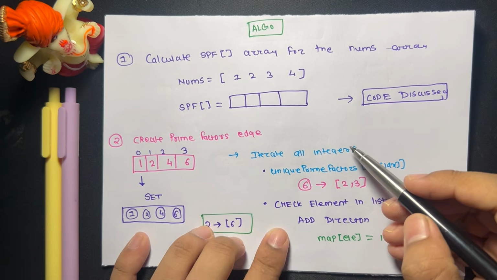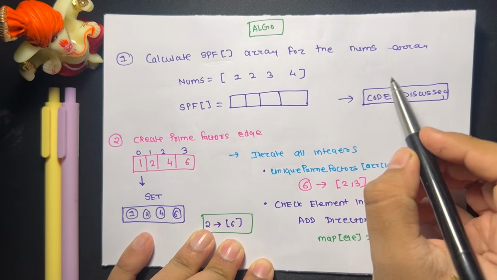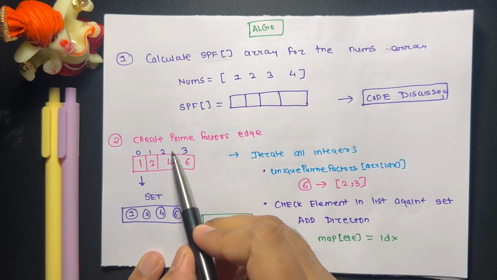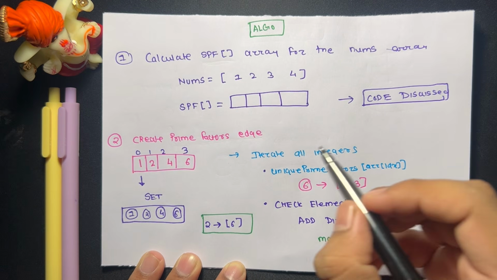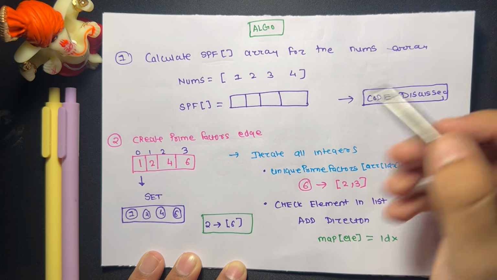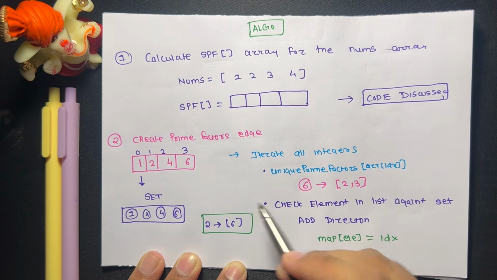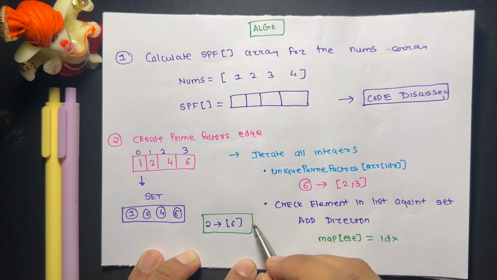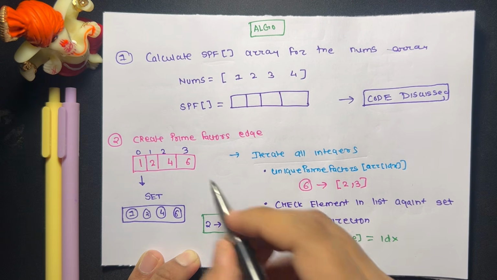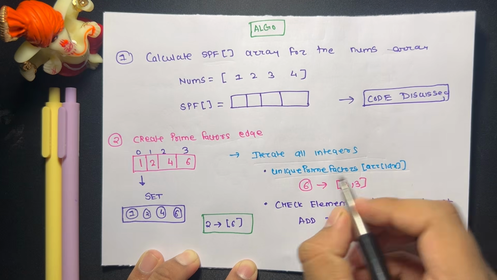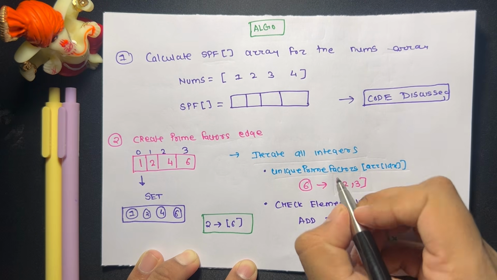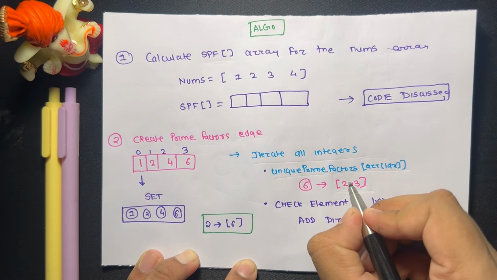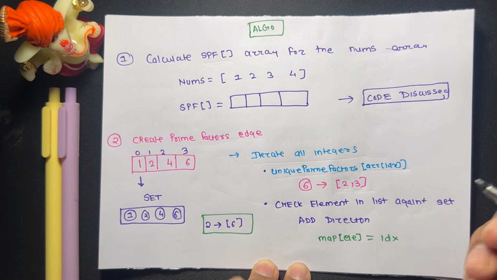In the first step, we calculate the SPF array from the nums array. We have discussed the code for this. In the second step, create the prime factors map. We have discussed I plus 1 as the first direction and I minus 1 as the second direction. This is for the third direction. How to calculate this, we have discussed too. We'll iterate over all the integers and calculate the unique factors for each. For 6 it will be 2 and 3. Then we'll check from these factors what values are in the array, so here 2.